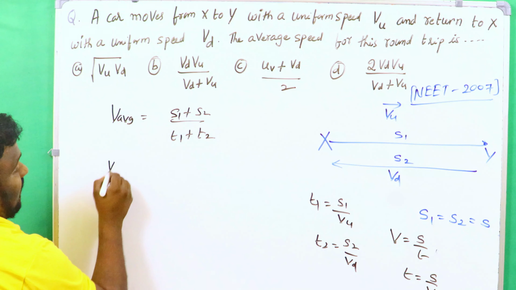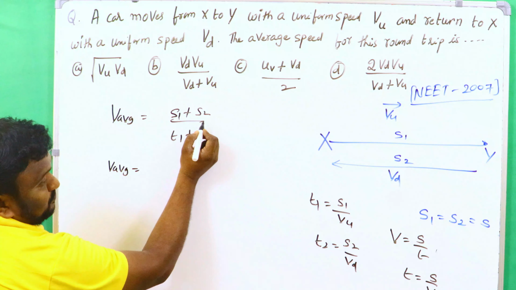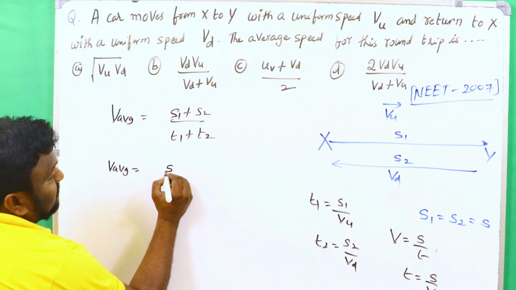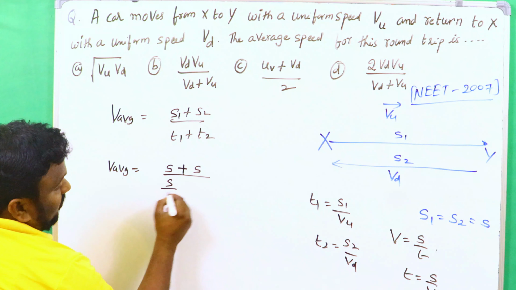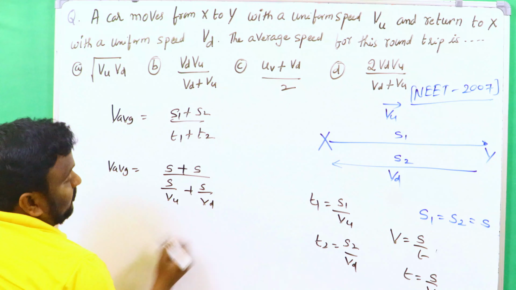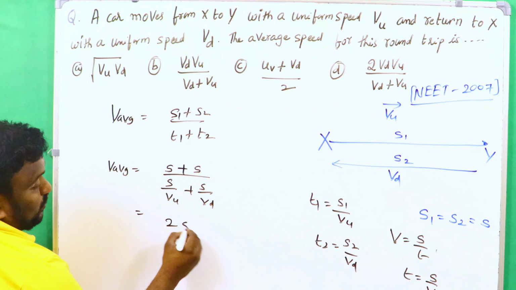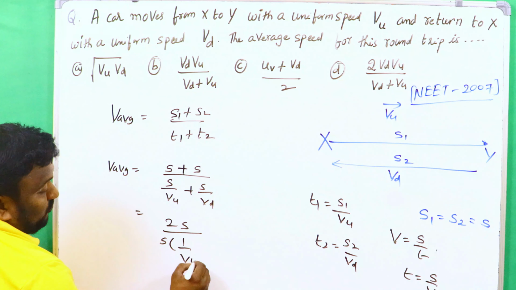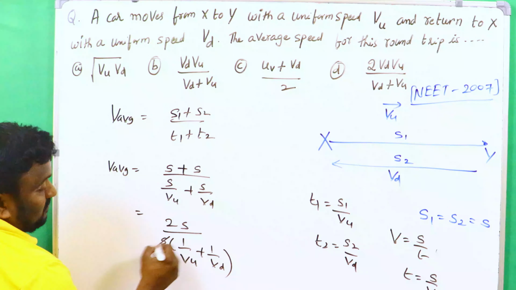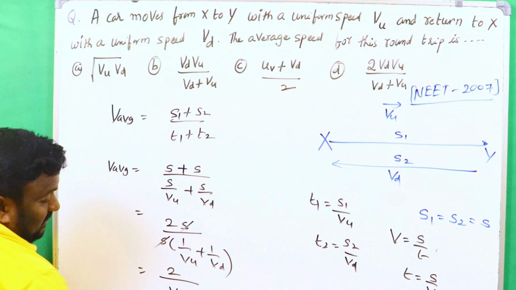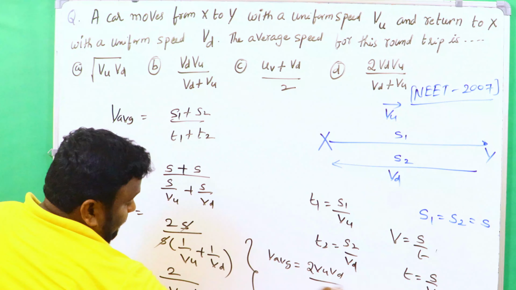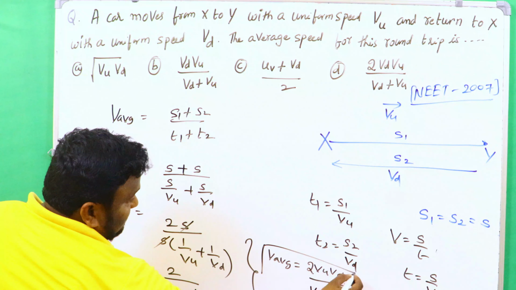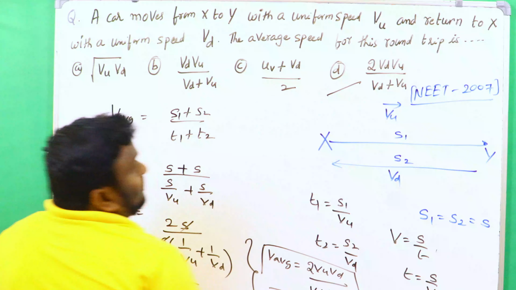That's why we can write V average is equal to S1 plus S2. Clear? So here I have S plus S, divided by S by VU plus S by VD. Then obviously S plus S is 2S. In the denominator, S is common: 1 by VU plus 1 by VD. Clear? Do the LCM, S and S cancel: 2 by (VD plus VU) by (VU into VD). Then what do you get here? V average is equal to 2 VU VD by VD plus VU. This is the answer. That's why the fourth option is the correct one here.